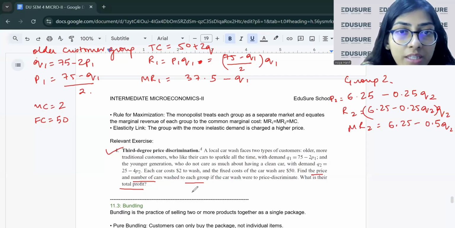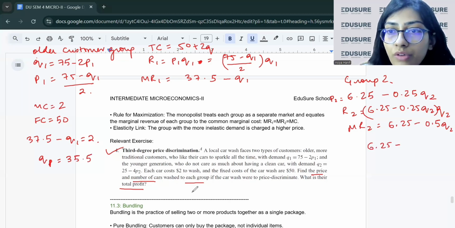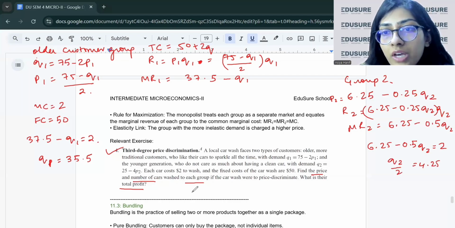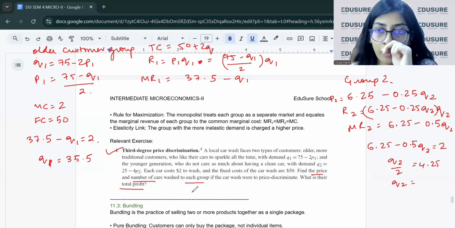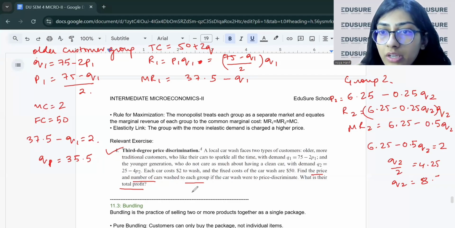So MR1 = MC. So 37.5 - Q1 = 2. So Q1 is equal to 35.5. And here 6.25 - 0.5 Q2 = 2. So Q2 by 2 is going to be 4.25. So Q2 is going to be 4.25 into 2. Okay, so this is going to be 8.5.